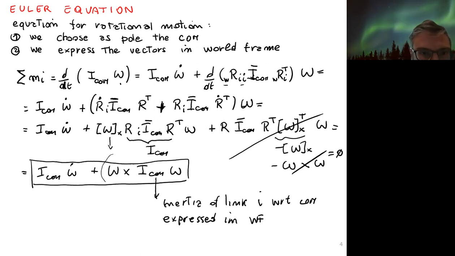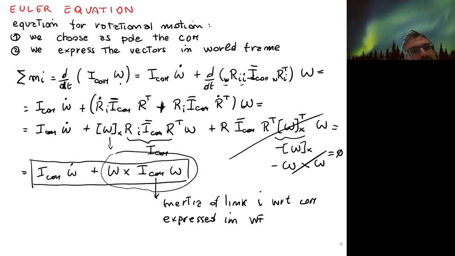So, this term is called the gyroscopic effect. If you launch a pen in the air, you see that this pen starts to rotate, and this rotation is likely due to the term omega cross I omega. Why? Because the angular momentum, whenever the pen is in the air, since there are no external moments, is conserved, so the sum of the moments is equal to 0.